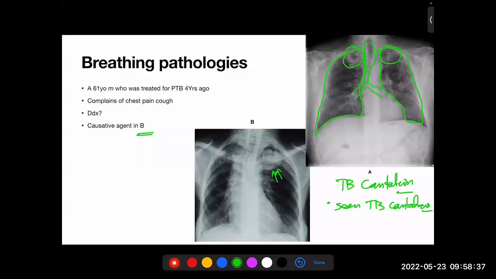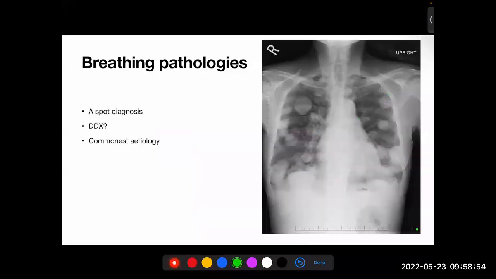How do you treat this patient, by the way? Antifungals for 6 months, itraconazole. If not, lobectomy can be done, I think. Yes, you actually send these patients to cardiothoracic surgeons. They go and remove that mass.